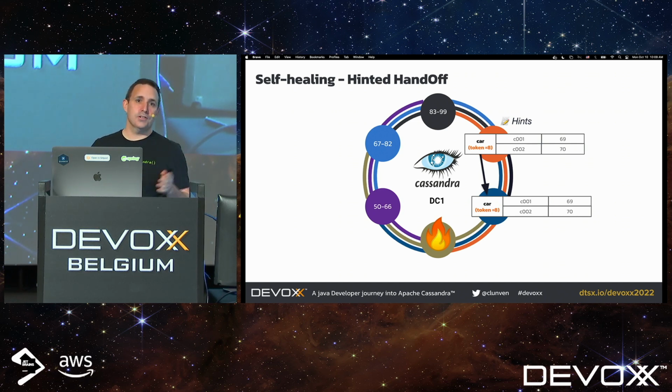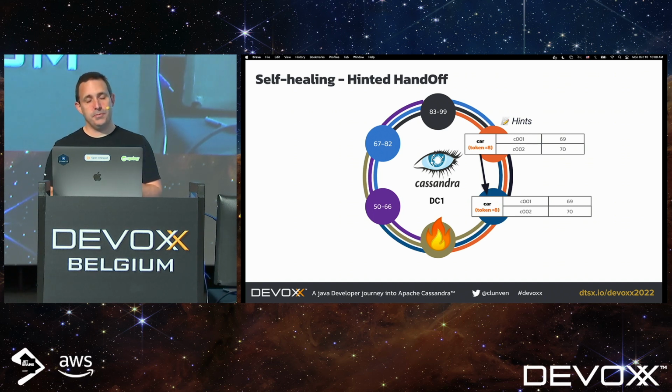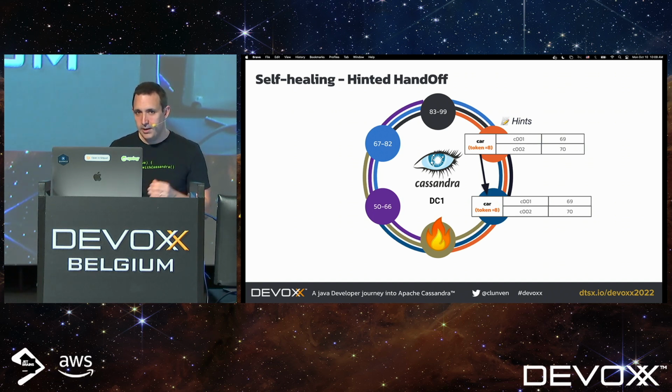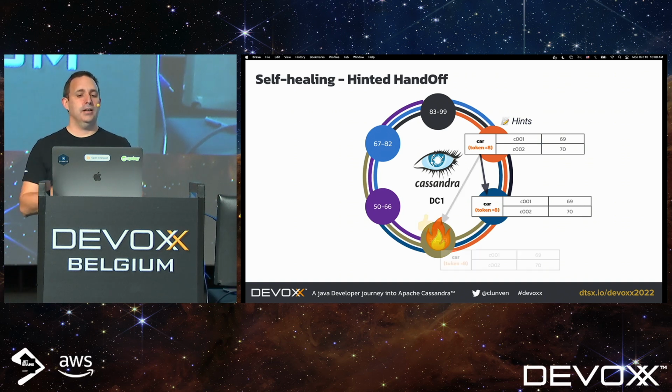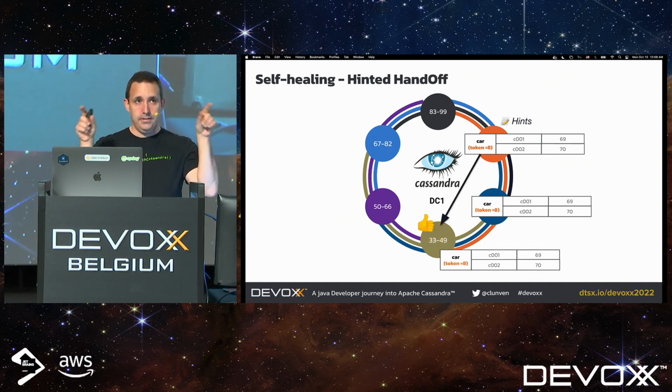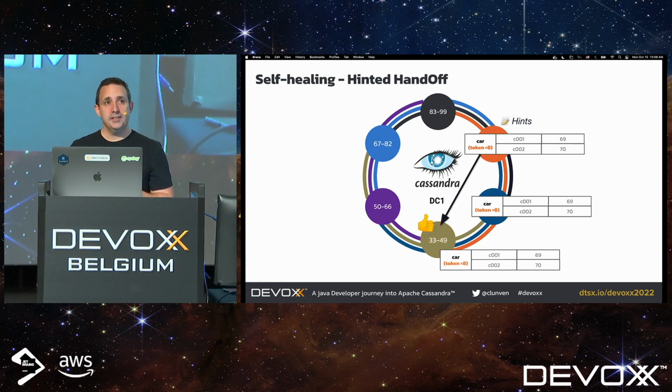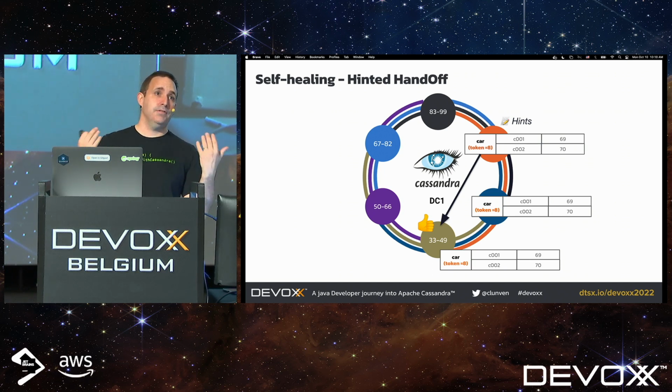If the node is lost for less than 24 hours, the coordinator node will save the data locally in files called hints. The principle is called hinted handoff. And when the node comes back online, it will get updated with all the mutations that happened during the time it was down. So this is why we say Cassandra is self-healing.